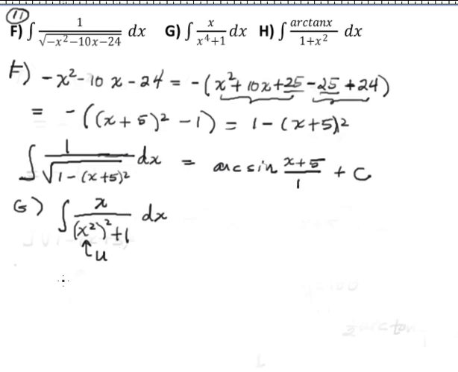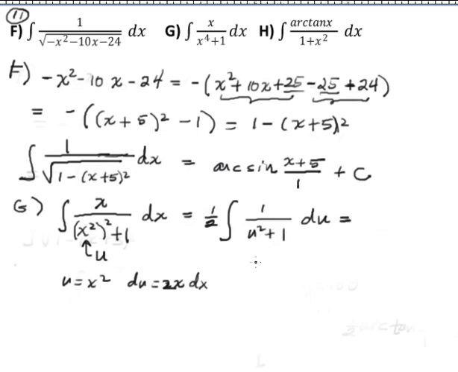All right, so we have u equal x squared. Du is 2x dx. So x dx is 1/2 du. And here we have u squared plus 1. So that's equal to, let's keep that 1/2 in front, and then we have 1 over a, but a is 1 here, so that's just arctan u over a, that's u over 1. And u is x squared.